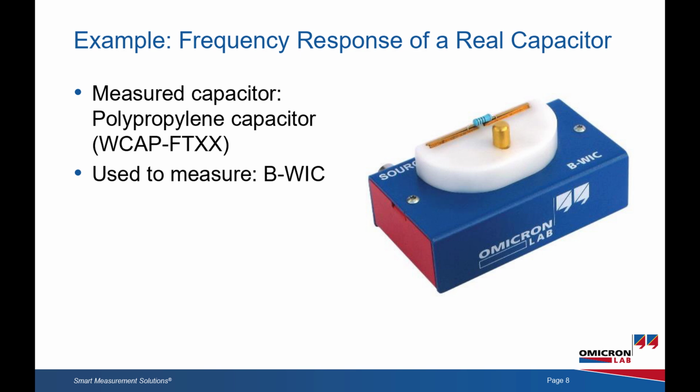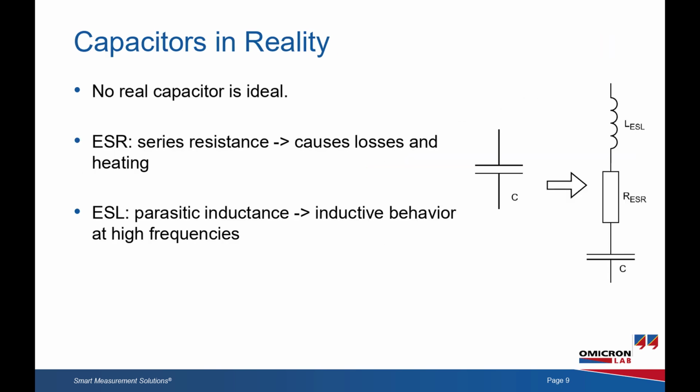Now that the measurement method has been selected, let us briefly look at what we actually expect from a real capacitor. A real capacitor does not behave ideally over the entire frequency range. Two important non-ideal properties are ESR and ESL. ESR, also known as equivalent series resistance, can be represented as a small resistor in series with the ideal capacitor. It causes additional power loss, reduced efficiency, and heating, especially in high current or high frequency applications.